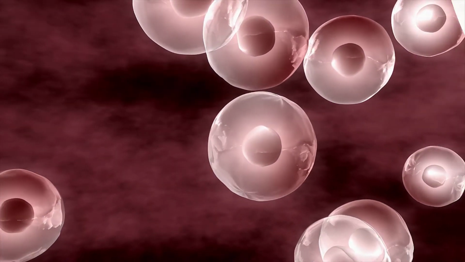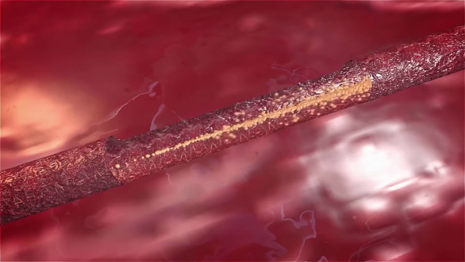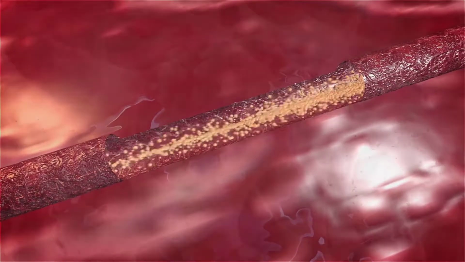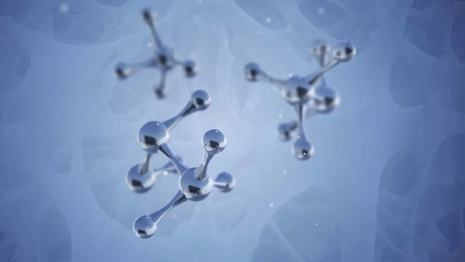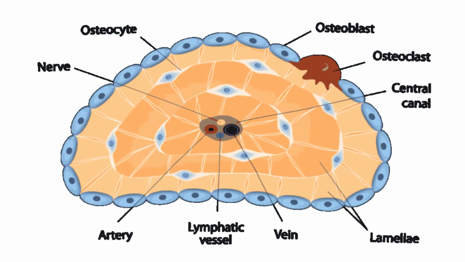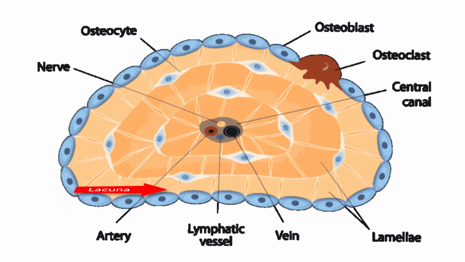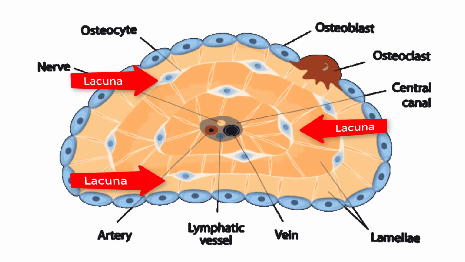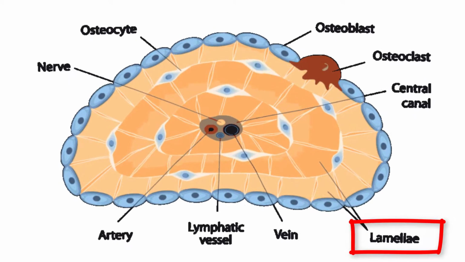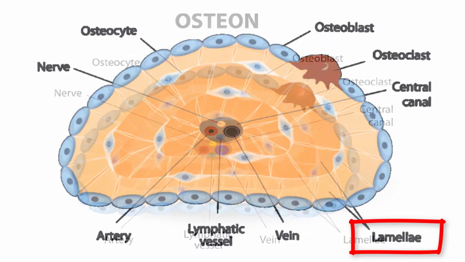Each osteocyte directs the release of calcium from bone into blood and the deposition of calcium salts into the surrounding matrix. Osteocytes occupy small chambers called lacunae that are sandwiched between layers of calcified matrix. These matrix layers are called lamellae.